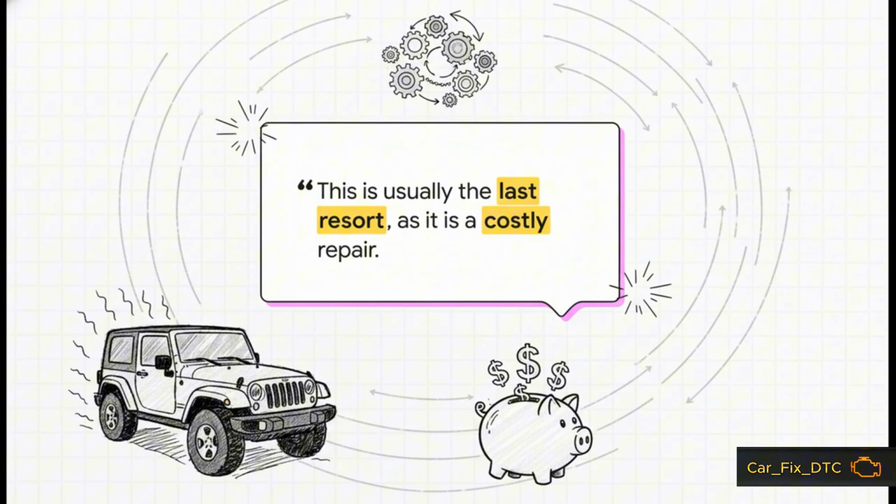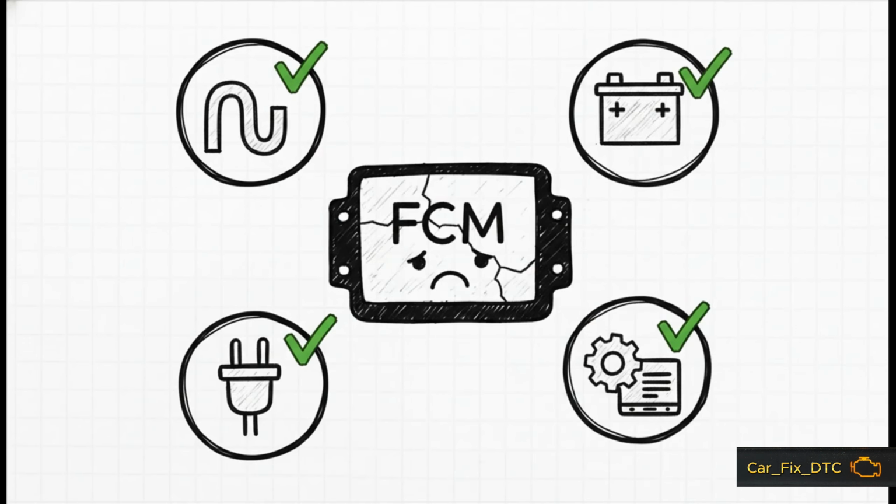And this right here is exactly why we followed our diagnostic path so carefully. Because as our source material points out, messing with the module itself is usually the last resort, because it can be a pretty costly repair. And that brings us here, to the very end of the diagnostic road. If we have systematically, step by step, ruled out every other possibility, the wiring, the battery, the power connections, and the software configuration, then, and only then, are we left with a conclusion that the front control module itself has probably failed and needs to be replaced.